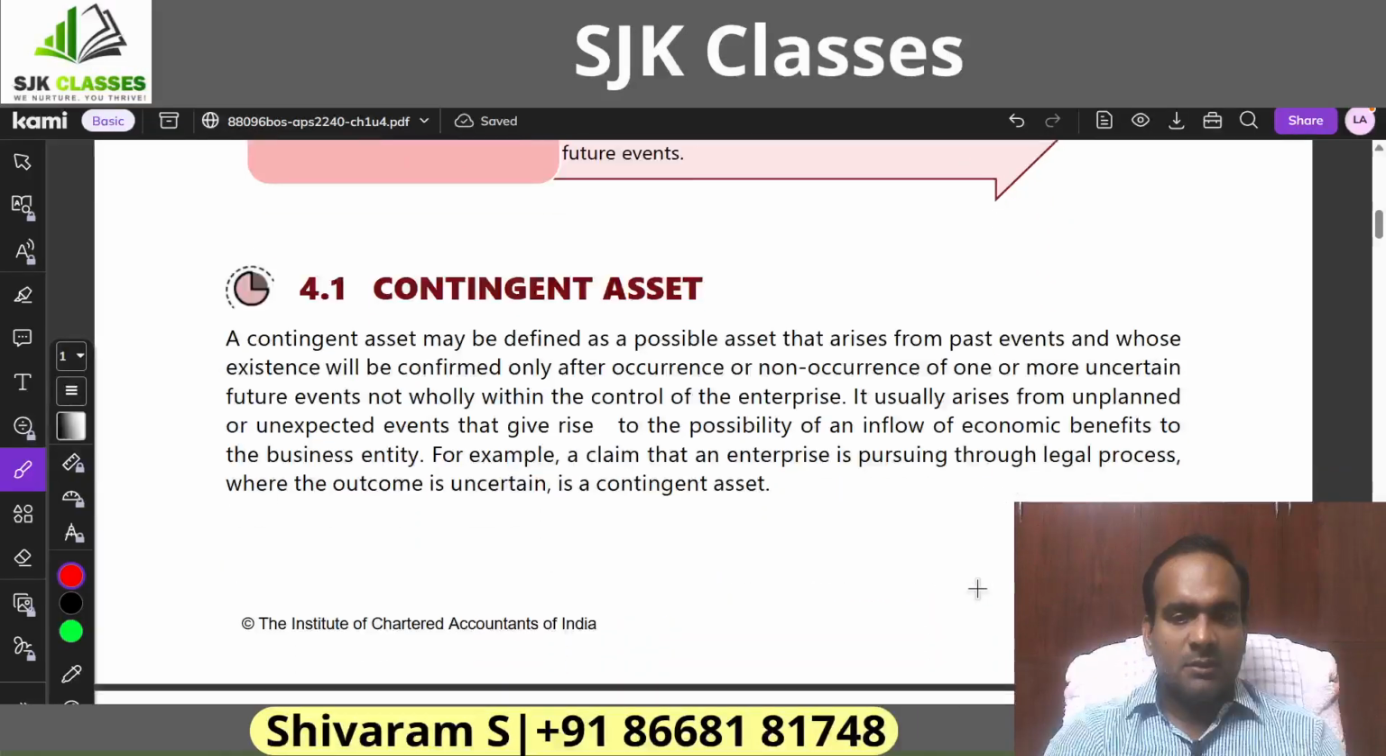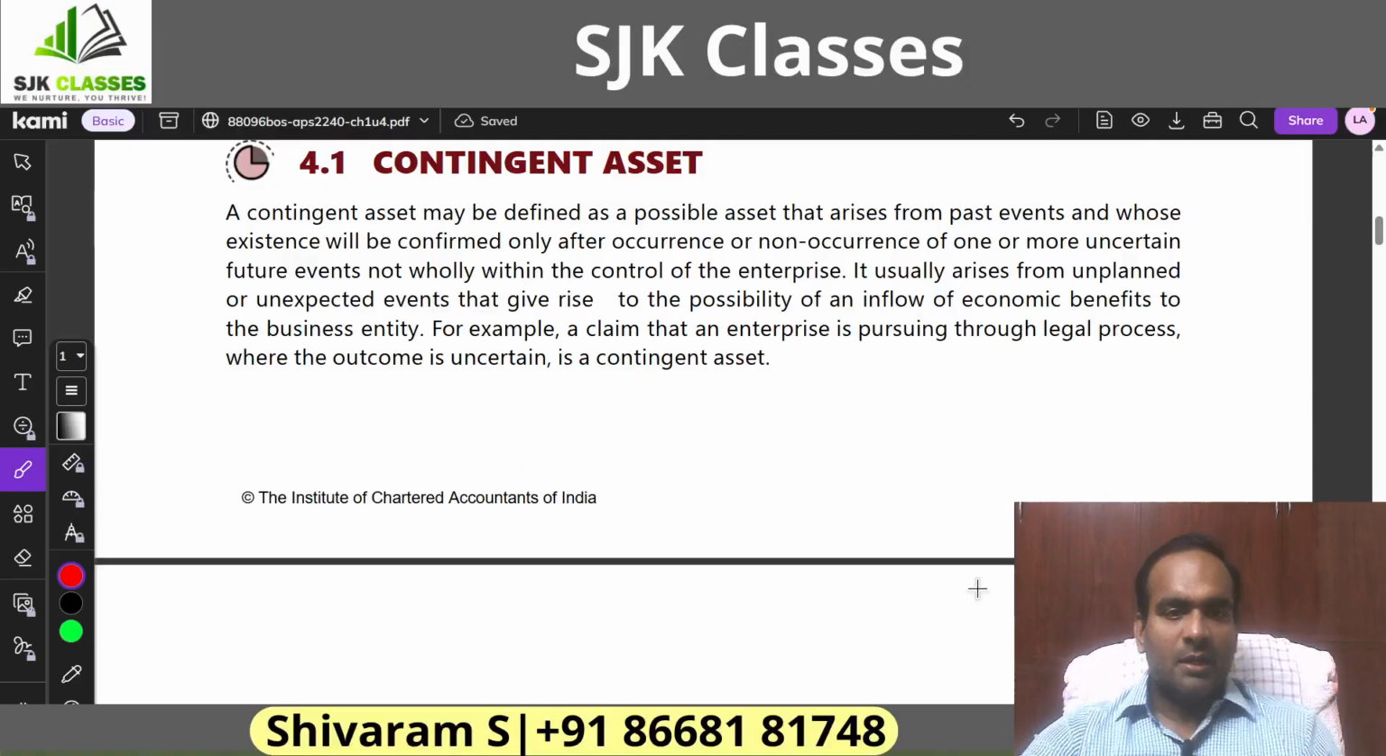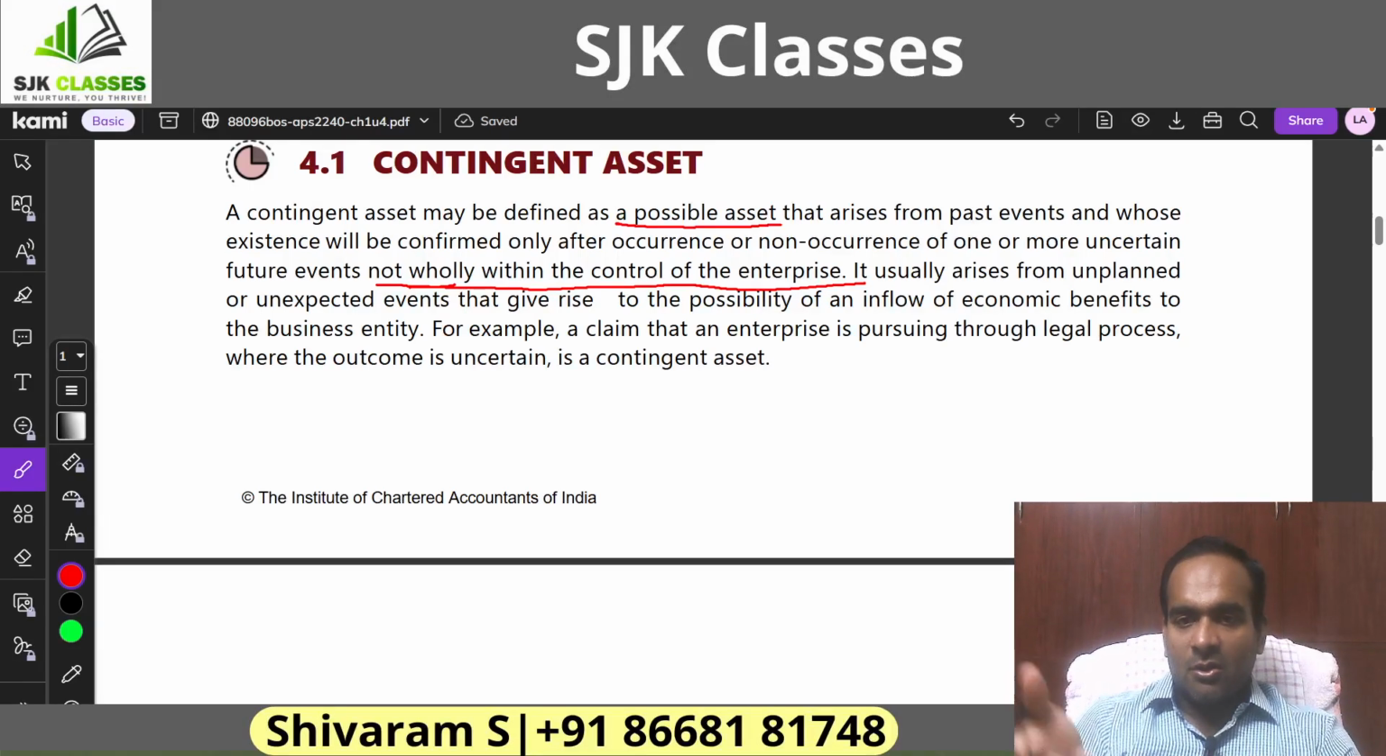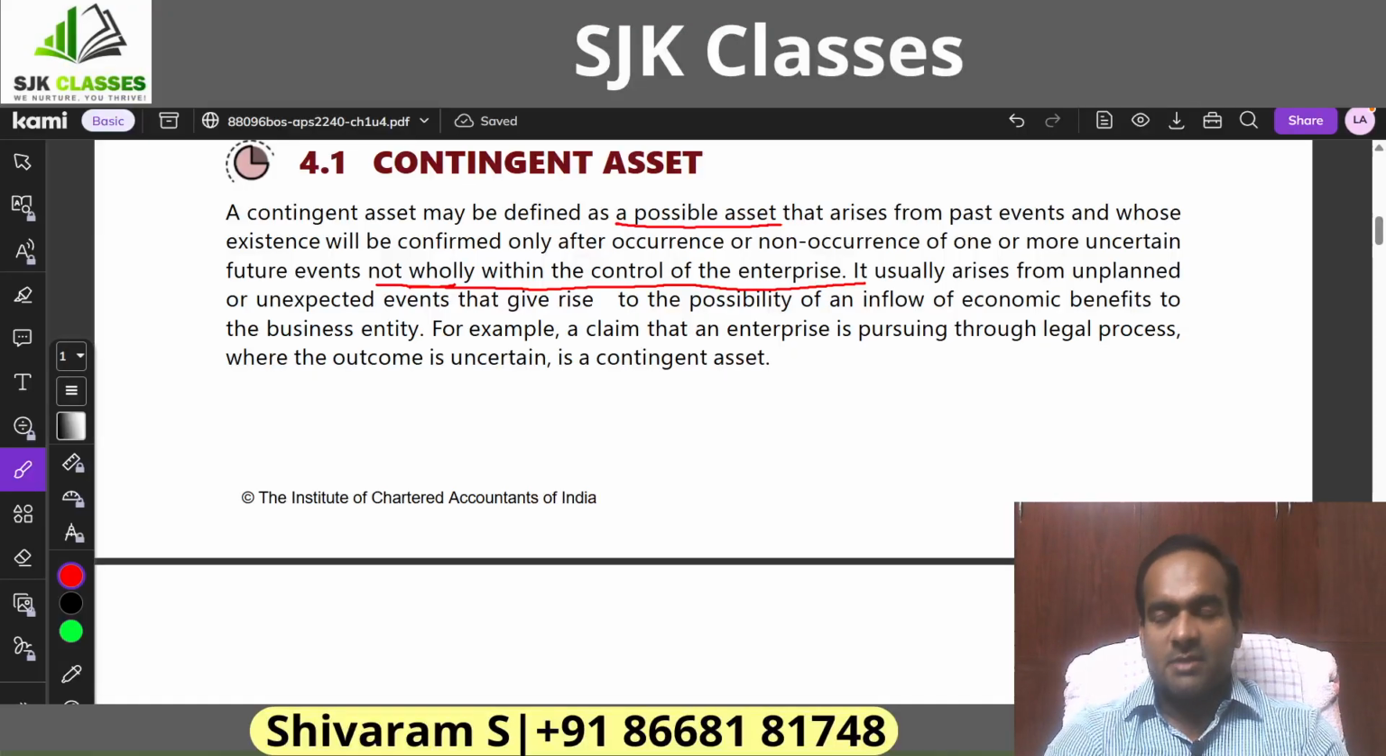Now, if you look at this section also, a contingent asset may be defined as a possible asset that arises from a past event and whose existence will be confirmed only by occurrence or non-occurrence of one or more uncertain future events, not, this is the key point, wholly within the control of the enterprise. It's a keyword, not wholly within the control of the enterprise, meaning whether I will receive this amount or not, I cannot decide. It's not in my control. The court has to decide it.